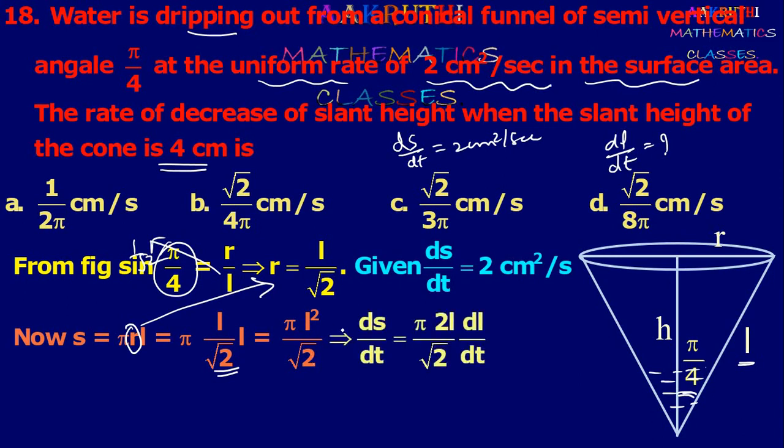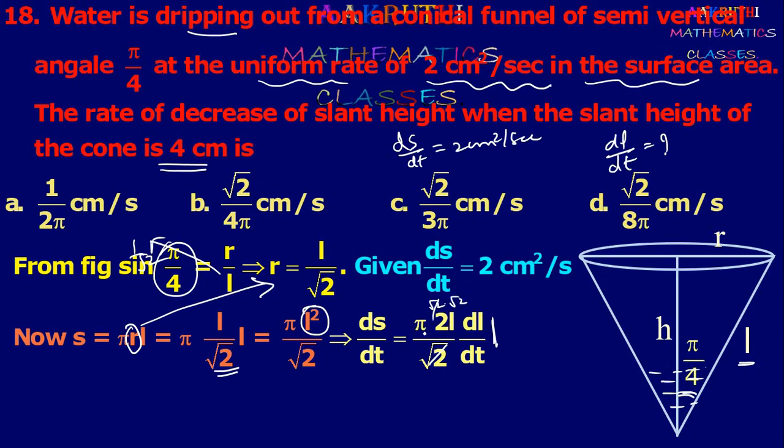So now differentiate this with respect to t. So we get dS by dt equal to pi by root 2 is constant and L square differentiation is 2L into dL by dt. And here 2 can be written as root 2 into root 2 and 1 root 2 gets cancelled.